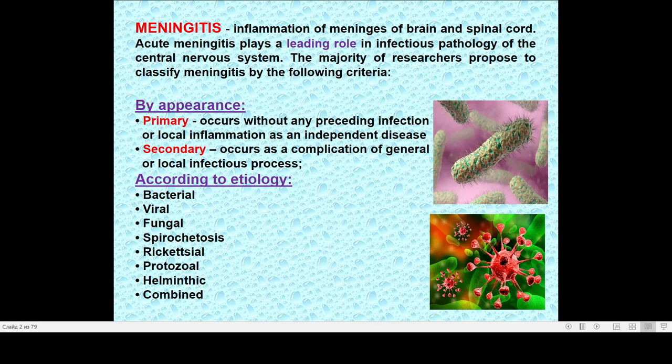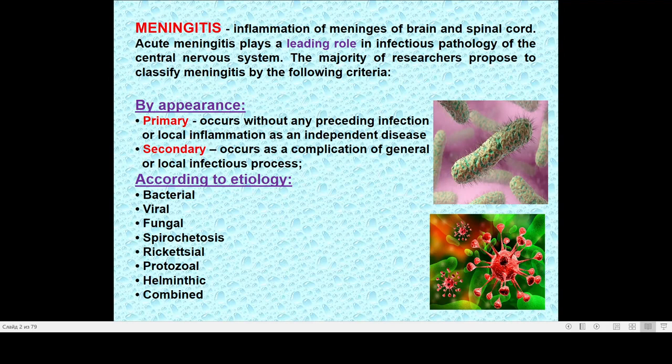Primary meningitis occurs without any preceding infection or local inflammation, as an independent disease, and secondary meningitis occurs as a result of complication of a general or local infectious process.